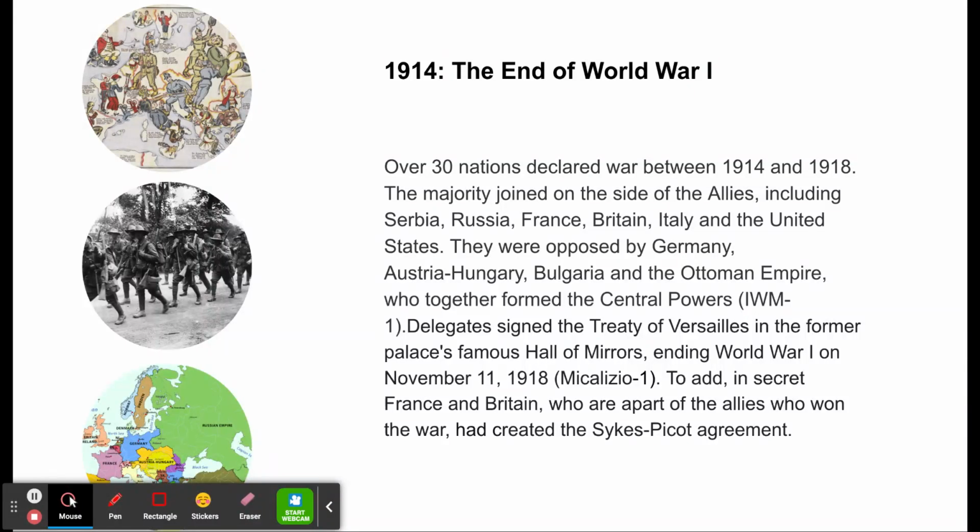Delegates signed the Treaty of Versailles in the former palace's famous Hall of Mirrors, ending World War One on November 11, 1918. To add, in secret, France and Britain, who are part of the Allies who won the war, had created the Sykes-Picot Agreement.